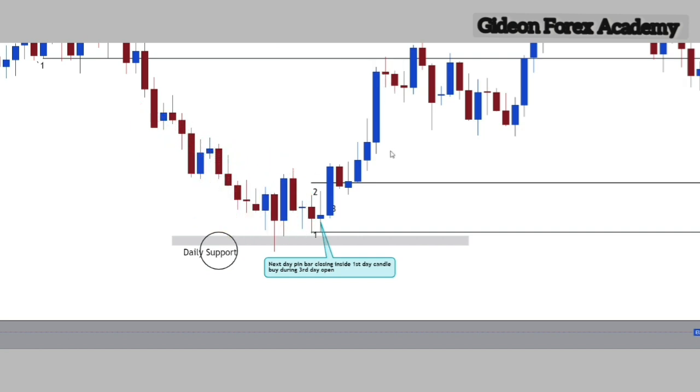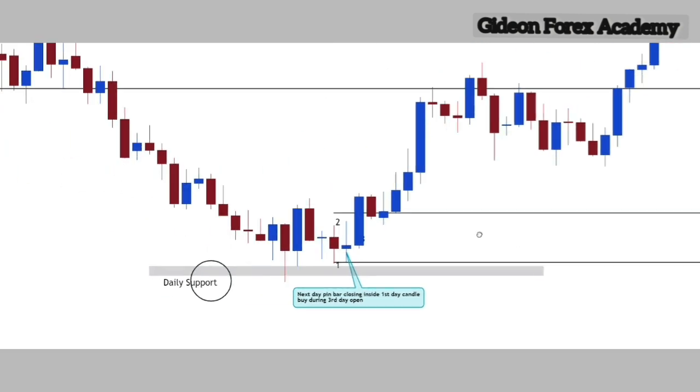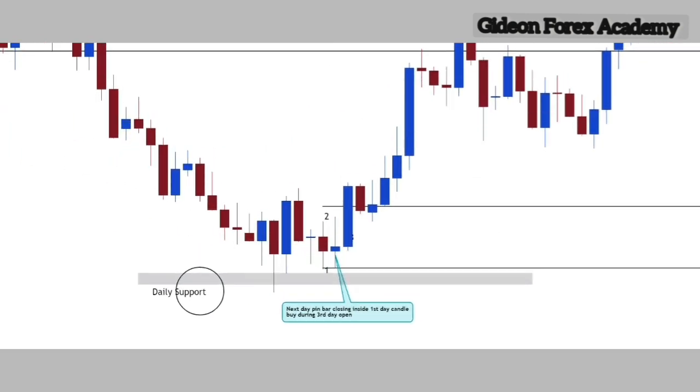So we're looking at the first candle. This is our first candle here, and this is our second candle, and that would be our third candle. That bullish candle would be our third candle, but let's assume that third candle has not happened yet. That is the range we are looking for.